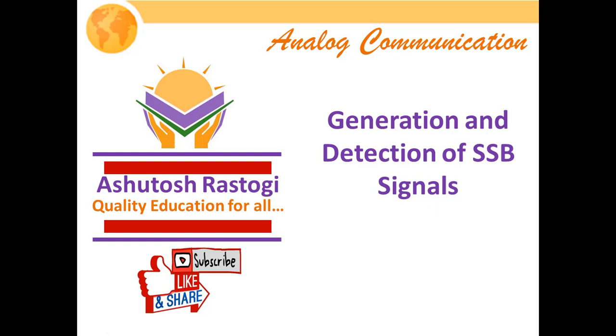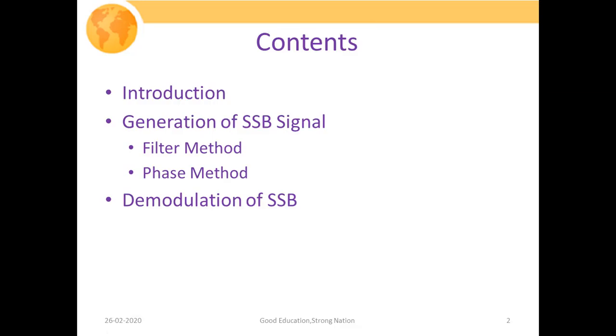Anyways, in this particular lecture, we will try to discuss various generation and detection methods of single sideband suppressed carrier signals. These are the outlines. We'll start with the introduction, where we will give a brief overview of what we have learned so far. Then there are basically two methods for SSB signal generation. They are filter method and phase method. We will discuss one by one. And then finally we're going to conclude with demodulation of double sideband suppressed carrier systems.